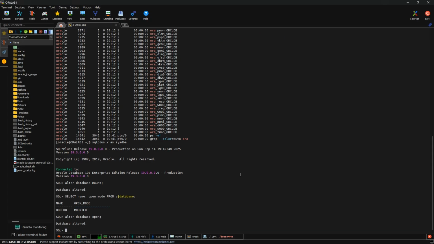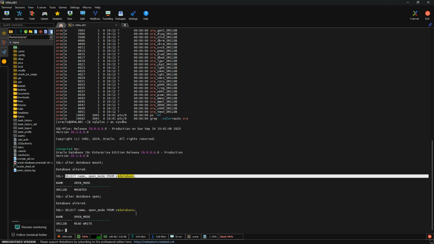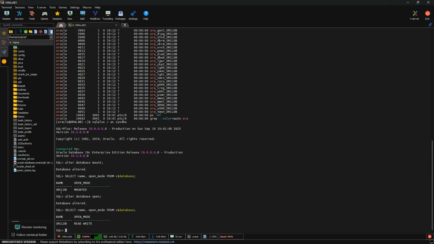Yes, your database is in open state. Let's see what is the state now. Read write, which means a client can connect to the database and do read write operations. He can read, he can write. Okay, so in these two stages, in one stage the control file is opened, in another stage the database files are opened. First the control file will be opened, then the data files will be opened.